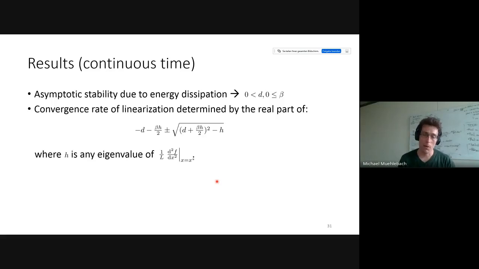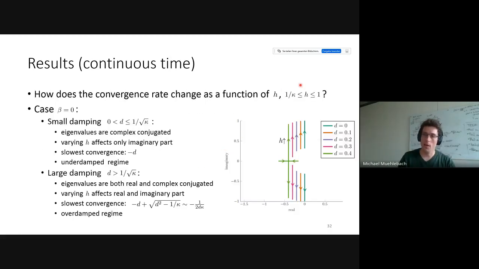So in continuous time, we already discussed stability. We can now determine this rate alpha simply by looking at the eigenvalues of the linearization. And when you do that, we obtain this expression here, where there's this constant h involved. And this constant h is essentially the Hessian of the objective function evaluated at the local minimum. If we assume, for example, that the function is locally strongly convex, then we don't know precisely this h, but we know that h varies between 1 over kappa and 1.